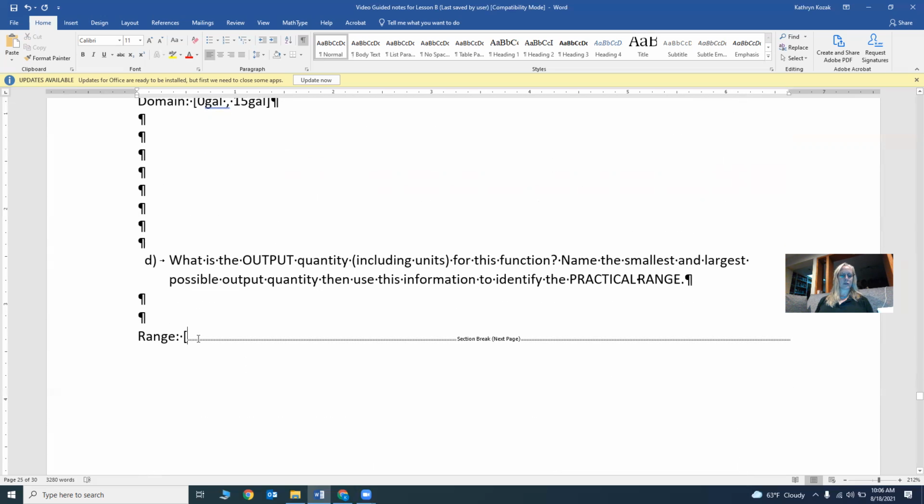So my range goes from $0 to $49.35. And again, don't forget the units. And it can be these values, so that's why I use the brackets and not the parentheses. And that's my practical range, because I can't go below $0 and I can't go more than $49 to fill this tank. That's if I have absolutely nothing in there.